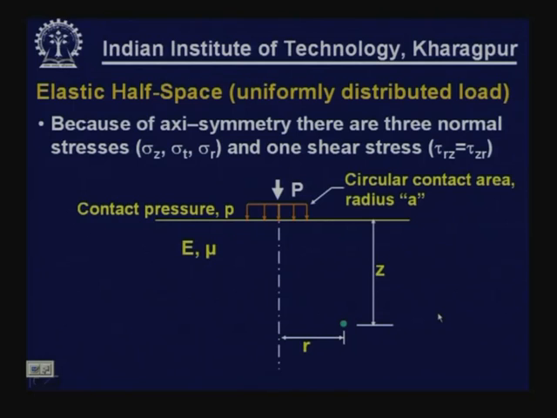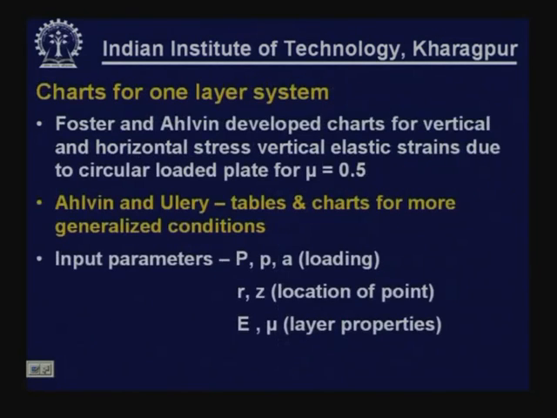Because of axis symmetry, as we mentioned earlier, in the case of an elastic half space subjected to uniformly distributed load over a circular contact area, we have an axisymmetric case. So, we normally have three normal stresses and one shear stress to be analyzed. There are a number of charts that are available. As I mentioned earlier, nowadays there are a number of software packages available to easily analyze any pavement system, but for those who want to do classroom problems and those who do not have access to any of these software packages, there are a number of charts and tables available for different types of pavement systems in standard textbooks.